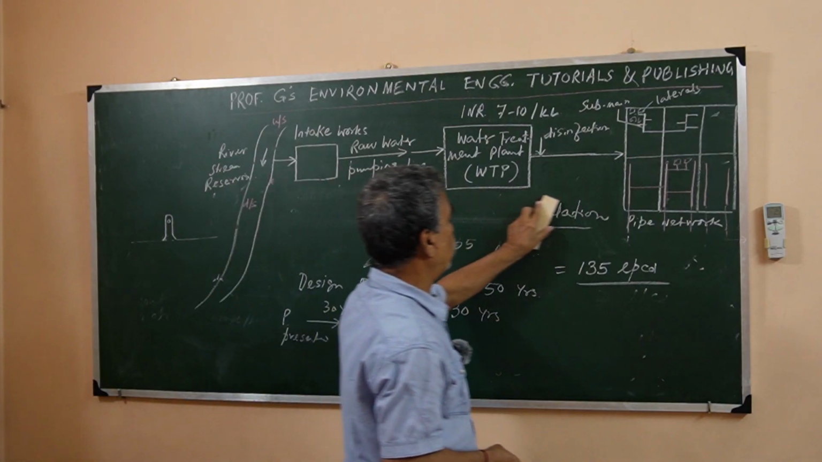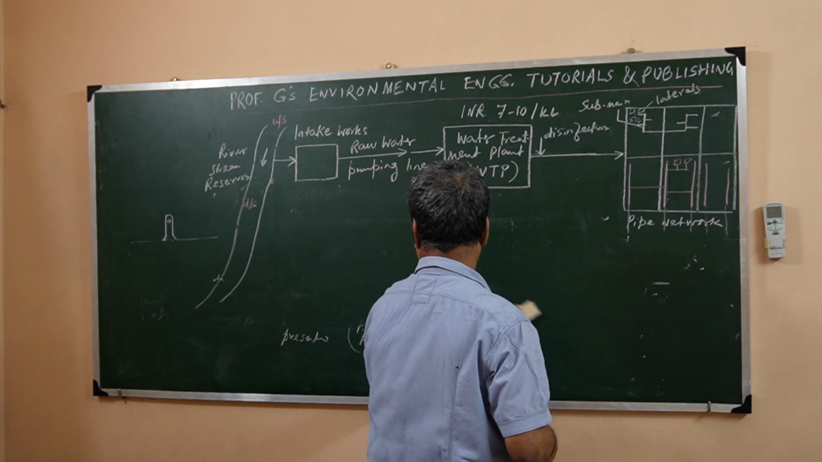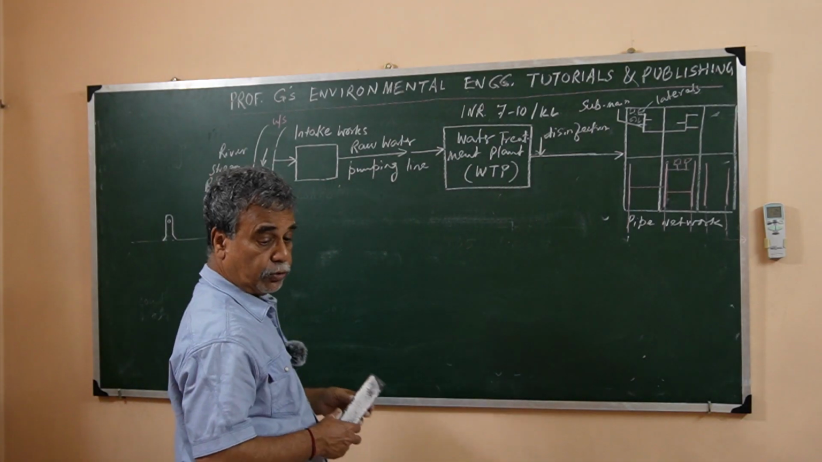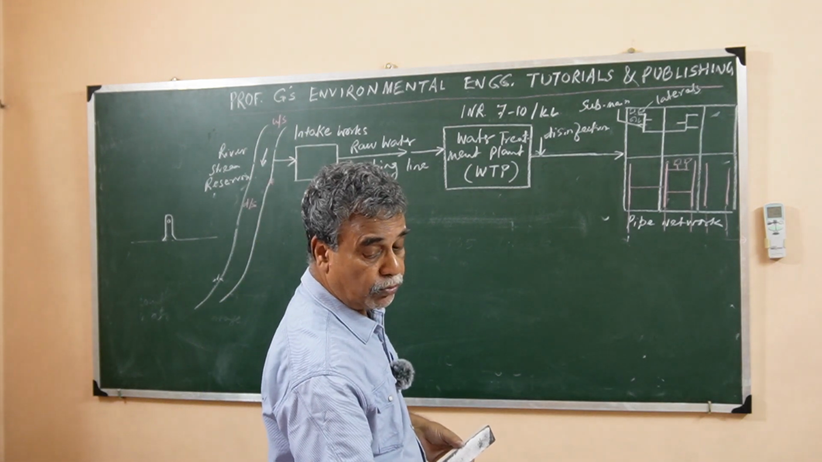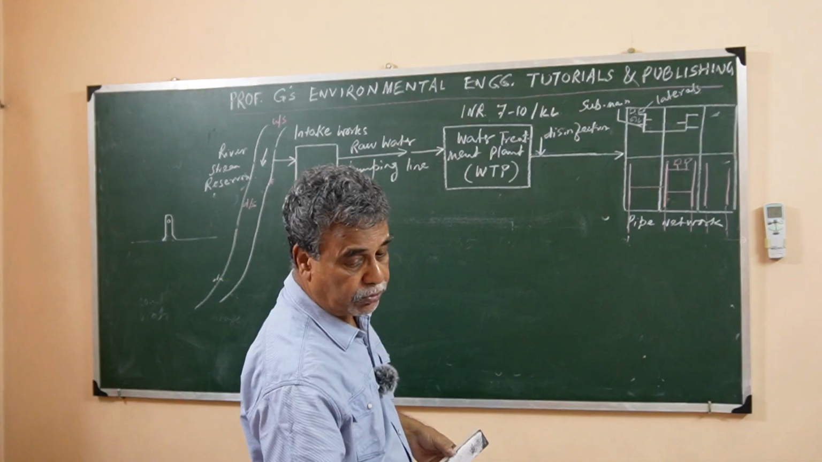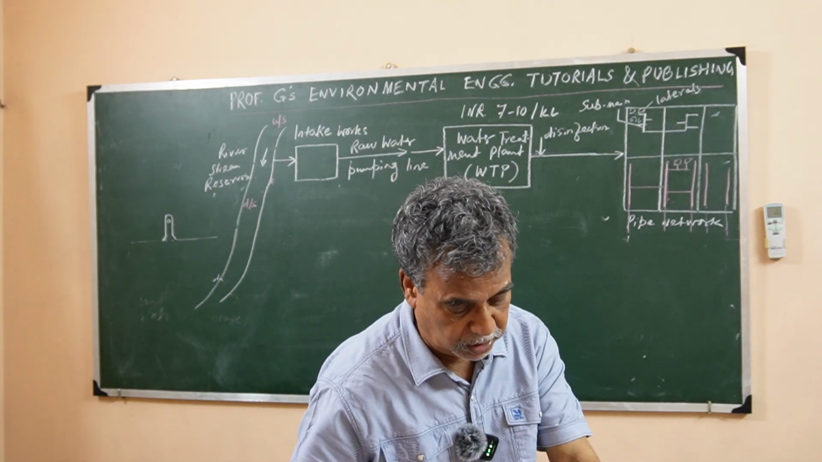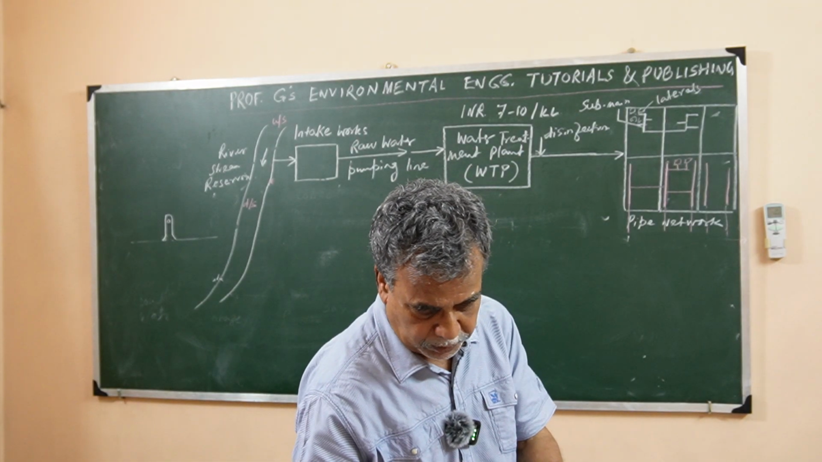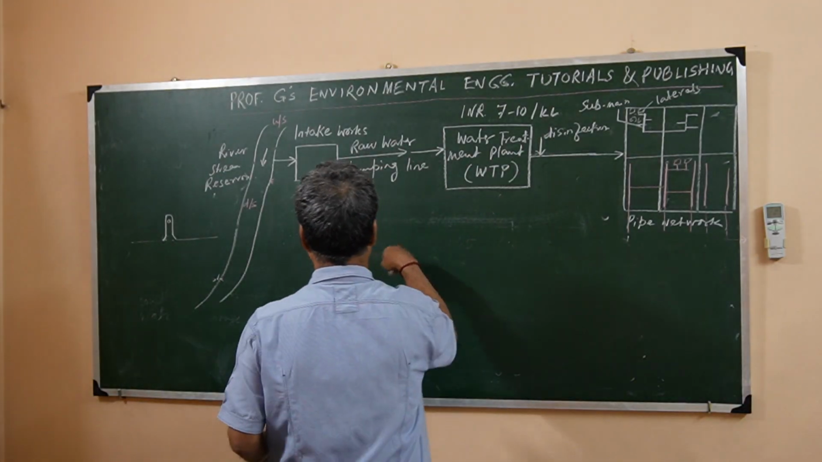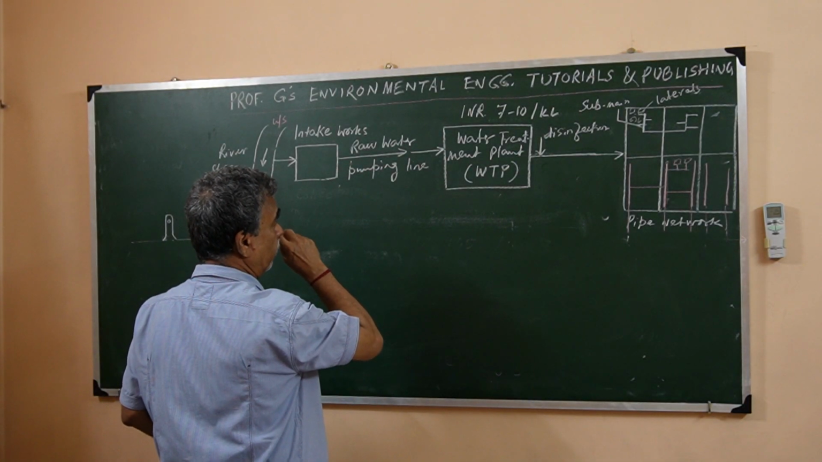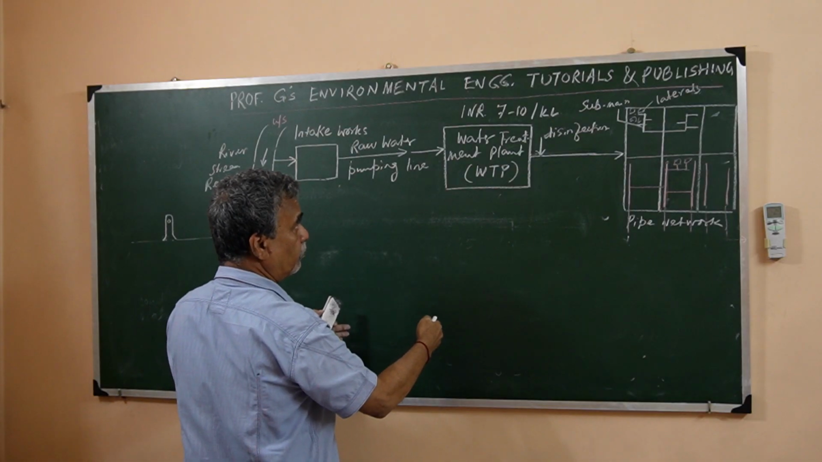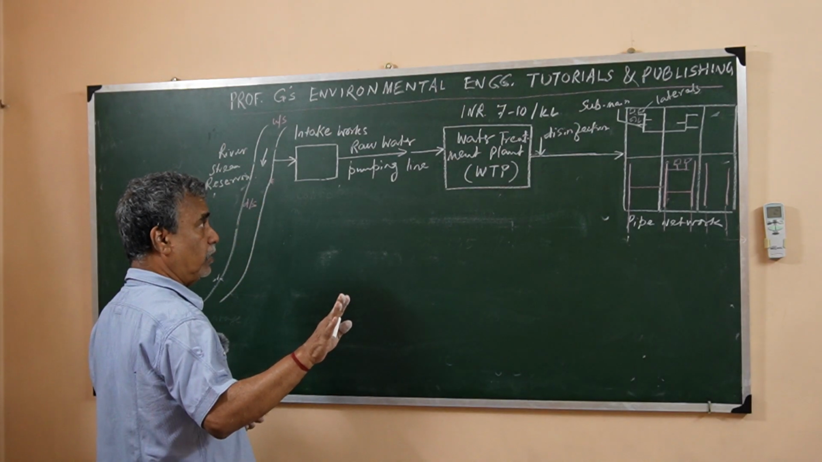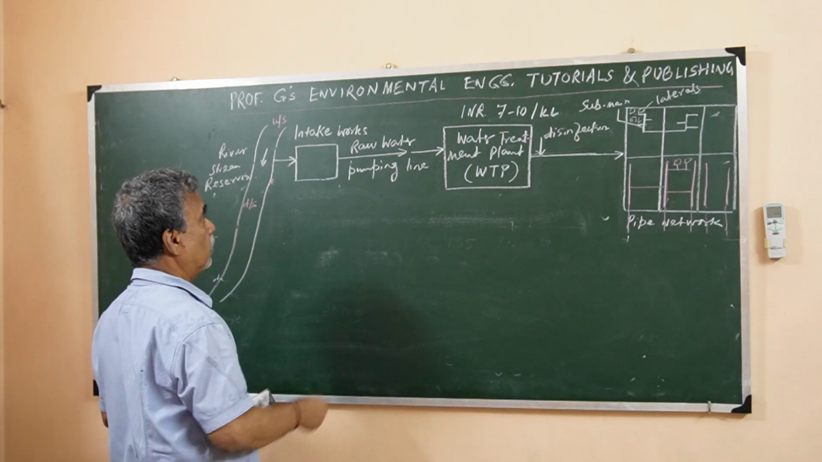Now to that you add the different institutional needs, which I have just shown in the IS 1172 code. This actually speaks about water supply. Now for this demand, there are some methods by which you can calculate the projected demand. I am not going to that extent today, because this is an overview.